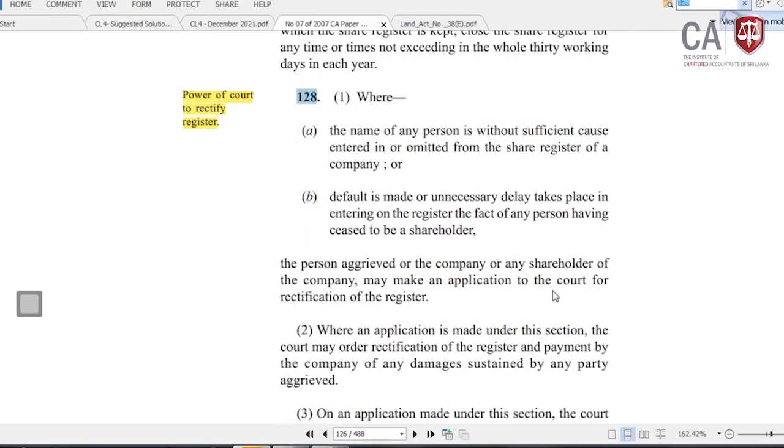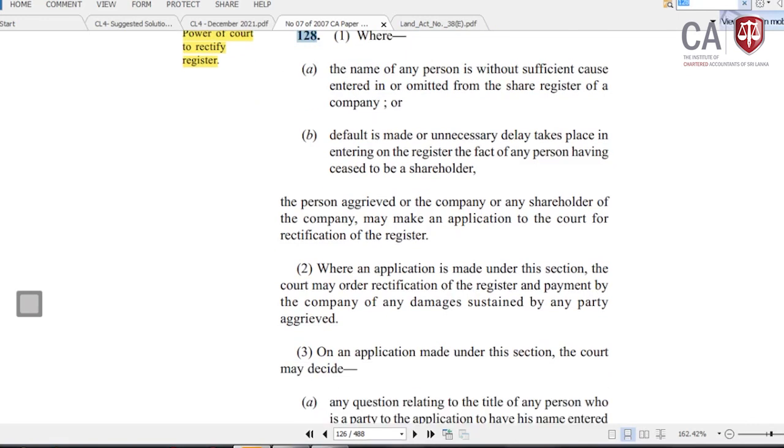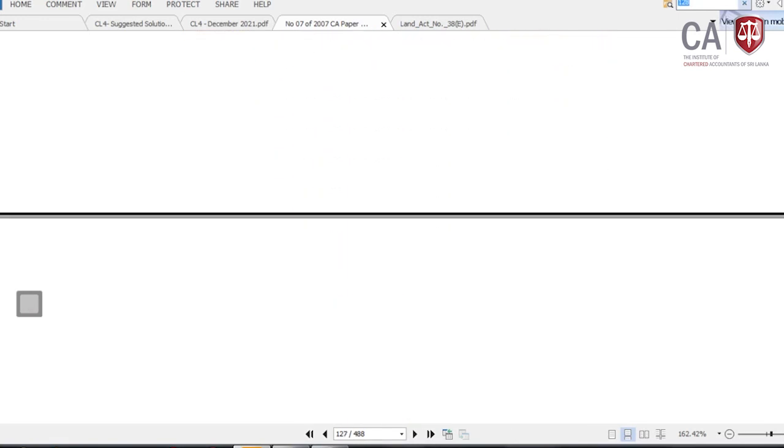Any person aggrieved or the company or any shareholder of the company may make an application to the court for rectification of the register. Accordingly, this particular shareholder can make an application under section 128 to court to rectify the register and include his name as a shareholder of the company. Where an application is made under this section, the court may order rectification of the register and payment by the company of any damages sustained by any party aggrieved in a situation like that.